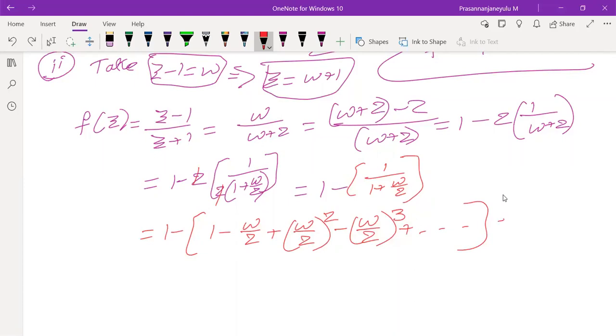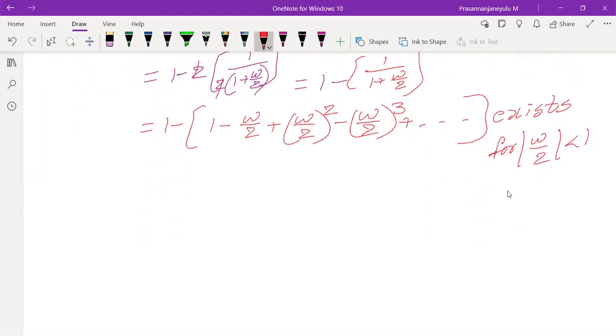So for which region does this expansion exist? The 1 by 1 plus z expansion exists for modulus of z less than 1. But in place of z, what do we have here? w by 2. Modulus of w by 2 is less than 1. Okay, so now replace w. What is w? z minus 1.